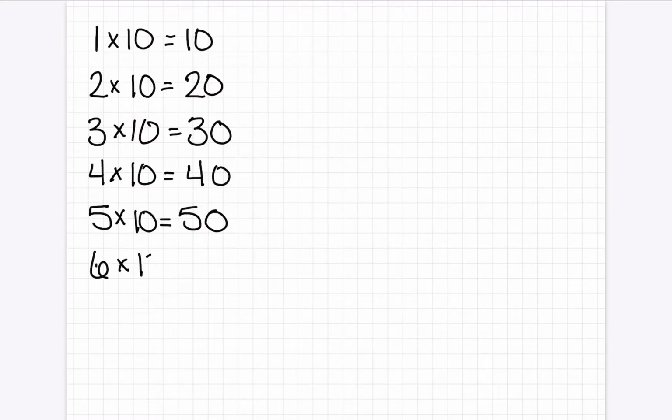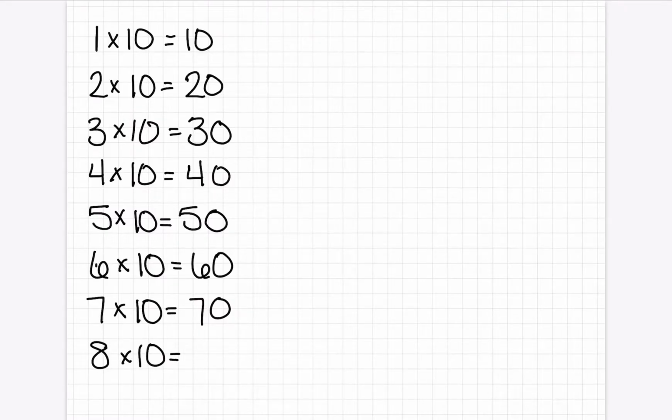6 times 10 equals 60. 7 times 10 equals 70. And we'll just go up to 8 because I'm running out of room. 8 times 10 equals 80. All right. So that's just some of the ones we've practiced. But I want to show you and remind you just about multiplying and how it's relating to dividing.